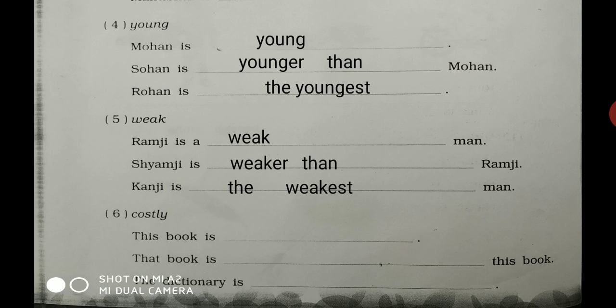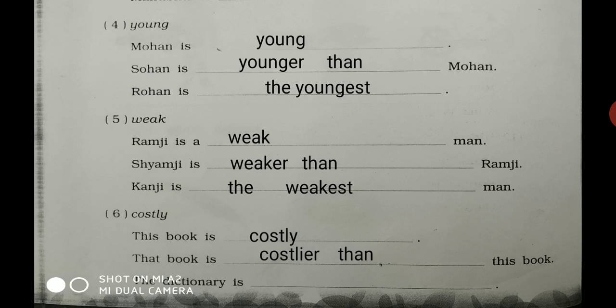Next is costly. The book is dash. The book is dash this book. The dictionary is dash. And the adjective is costly. Now, the first sentence, and the answer would be costly. That book is dash this book, meaning here the two books are compared, that book and this book. So what will be the answer? Costlier.